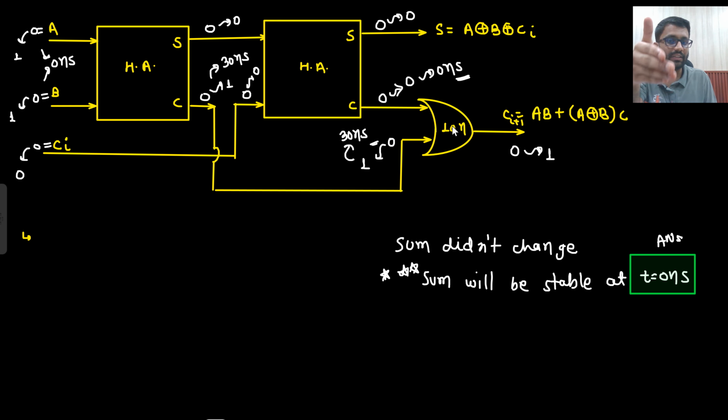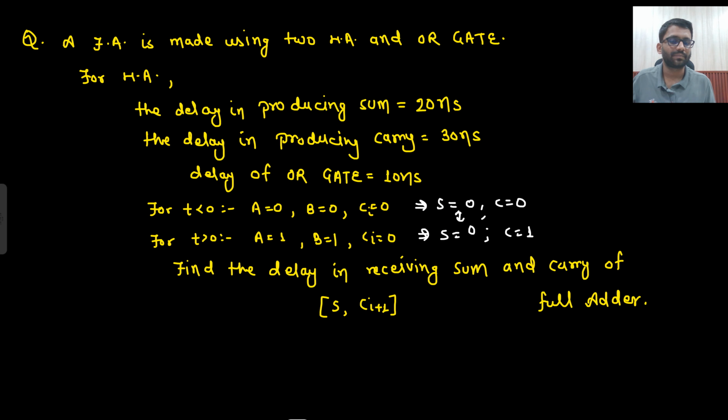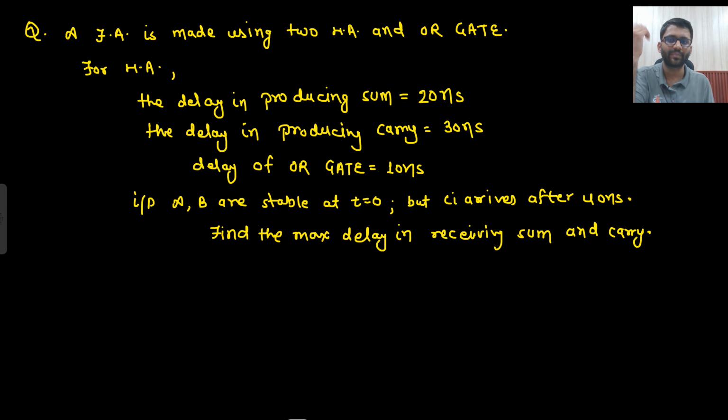So 30 plus 10. After 30 nanosecond, they both will go, and it will take them 10 nanosecond to cross. So 30 plus 10, that means after 40 nanosecond, this will become stable. So for carry, it is 40 nanosecond. That's the answer of both of the questions. So every time when inputs are given, you need to be aware of what is changing and what is not changing. Let's see more problems. Full adder is made using half adder and two adder.